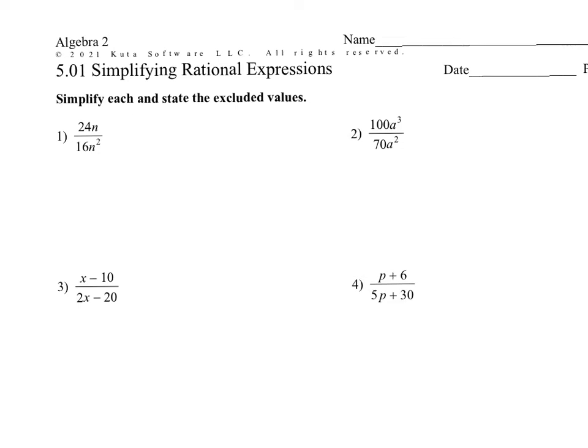Okay, so today we're gonna go ahead and do 5.1 here, simplifying rational expressions. So we have two goals here: simplify each and state the excluded values. So I'm actually on each one of these, I'll state the excluded values. For that, what you're gonna want is we're just gonna say that the denominator cannot equal 0. That's the key part of that, okay?